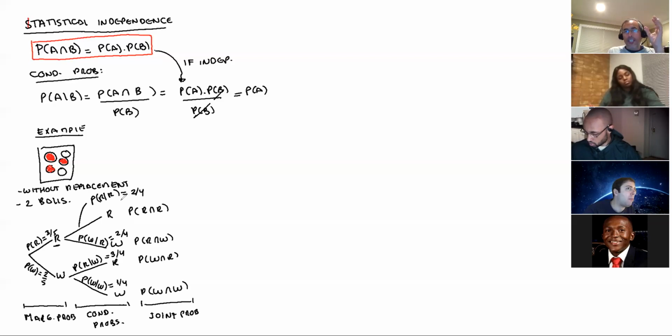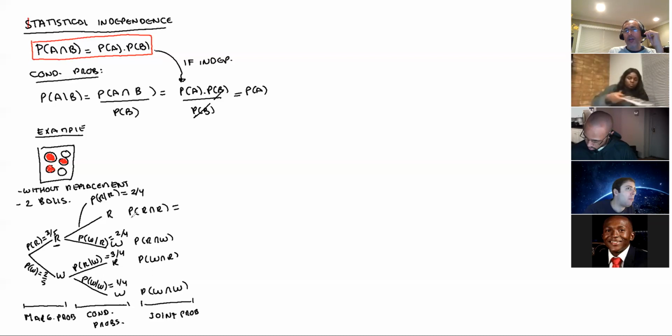In order for you to understand that we are correct, guys, every branch should add up to 1. So 3/5 plus 2/5 is 1. If you take a look at this part here, 2/4 plus 2/4 equals 1. 3/4 plus 1/4 equals 1. So you need to be sure that every branch adds up to 1.